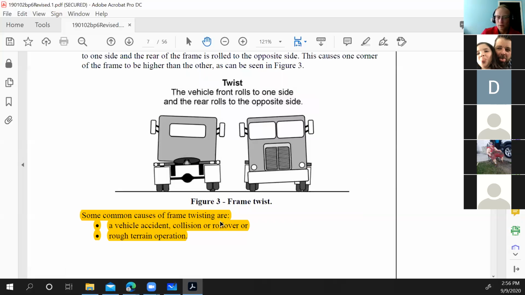Accident, collision, or rollover. This is probably what your tractor is going to look like if you hit the ditch. If you roll it into the ditch, chances are your frame's going to look exactly like this, okay? These might be flat on the ground and that left side's going to be off in the air. If you actually do a lot of drag racing with your semi, it might look like this too. So we'll look at some of those videos of tractors, tractor pulls and stuff like that, what the frame does.